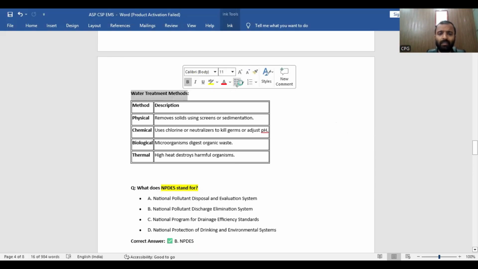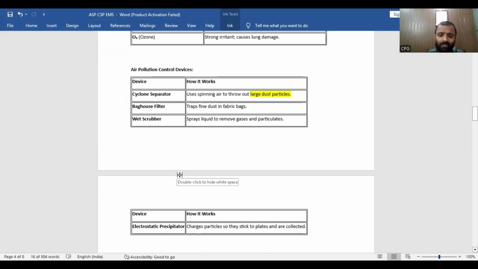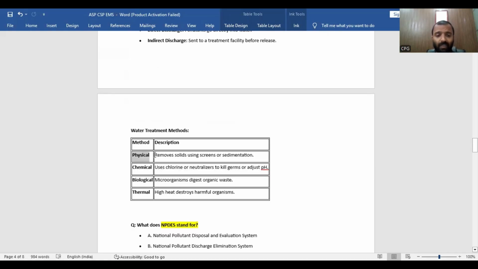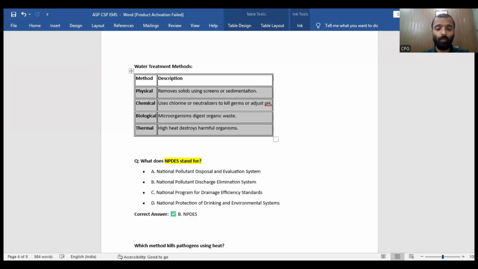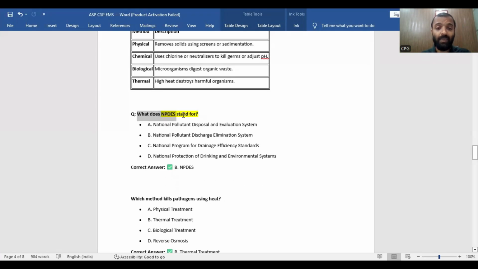Now, water treatment methods. Similarly, you are treating the air by different methods like cyclone separator, baghouse, wet scrubber, electrostatic precipitator. In that, the cyclone separator is used to control large dust particles. And for water, we have various treatment methods like physical, chemical, biological, and thermal. Physical, like physical separation, screens, etc. Chemical uses chlorine, which is used everywhere. Biological, where some microbes digest organic matter to treat the water. Thermal means heating, which we do in our home. Okay.